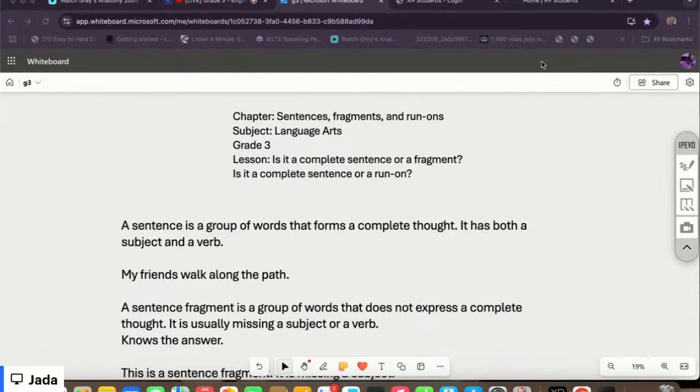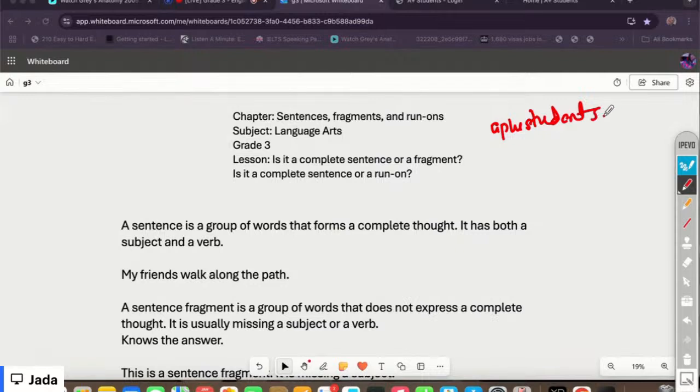Today we'll have sentences, fragments, and run-ons. First of all, you have to log in using aplusstudent.com. Then you click on your name, language arts, go down to grade 3 and then click on the lessons, sentences, fragments, and run-ons. So we will complete the first two lessons, which are: is it a complete sentence or a fragment? Is it a complete sentence or a run-on?